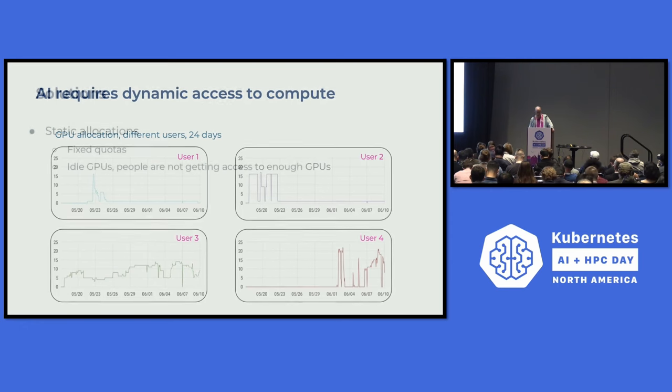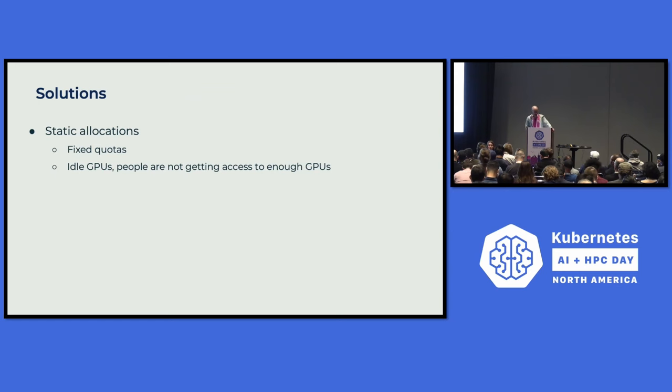So static allocations, fixed quotas, that's a problem. You're getting these idle GPUs. People are not getting access to as much compute as they need whenever they need it. And so there's a need for dynamic quotas, dynamic quotas that adjust to the needs of users at every point in time. So users could share their GPUs, could share their idle GPUs.